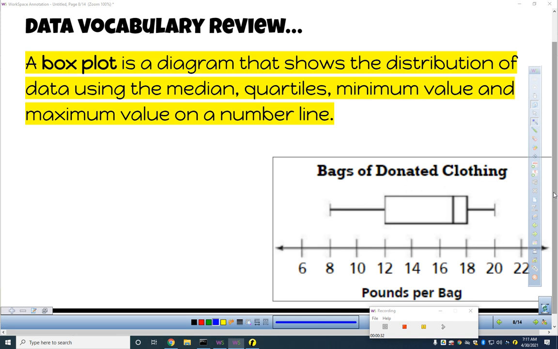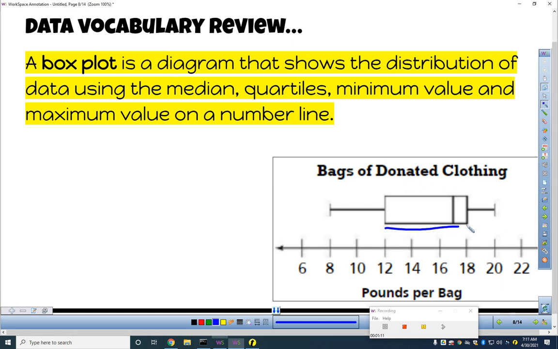You'll notice this picture down here in the bottom right-hand corner. This graph is talking about bags of donated clothing, and it measures how many pounds of clothing were in each bag. You can see here on this graph, it literally is a box showing you some information, and then it's got these whisker-like things poking out each side. You might hear this referred to as a box and whisker plot. Essentially what we're going to learn today is A, how to draw and construct this, and B, what information we can pull from this graph.